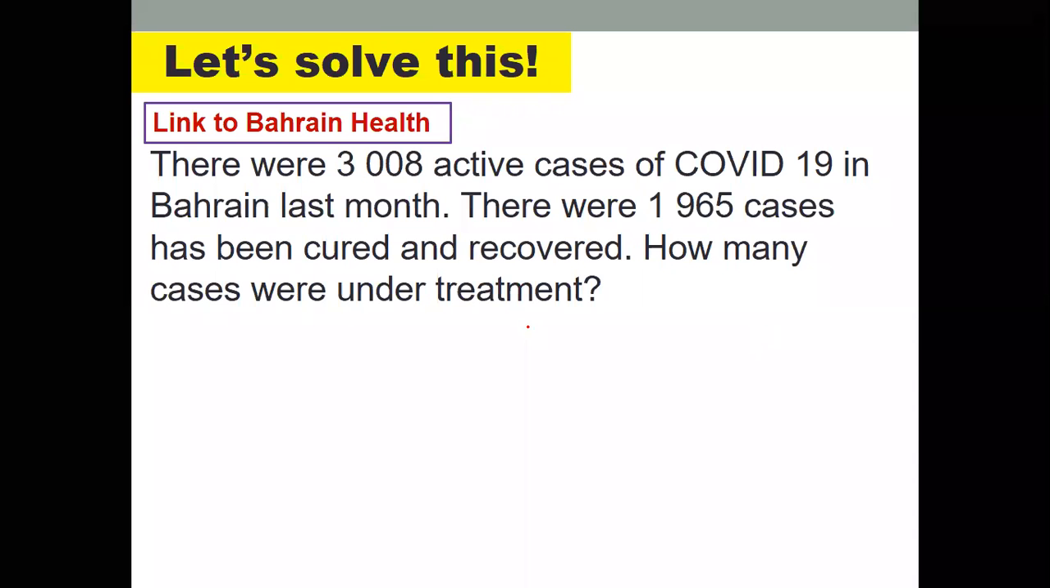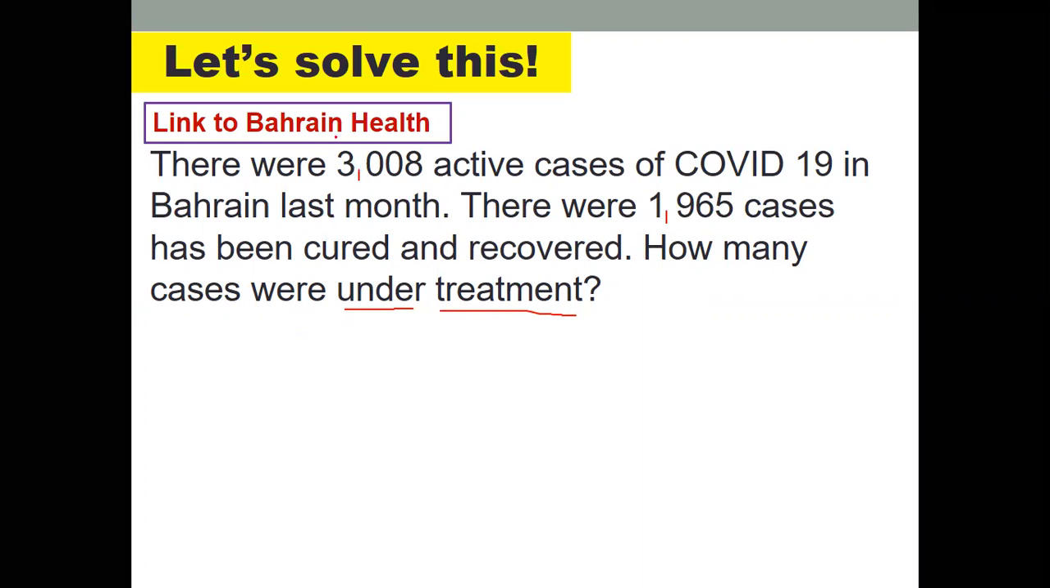Now, we've done already the first objective by subtracting and finding the difference of numbers. This time, let's solve a problem, our second objective. Okay? And we link our lesson about Bahrain Health. There were 3,800 active cases of COVID-19 in Bahrain last month. There were 1,965 cases that have been cured and recovered. How many cases were under treatment?